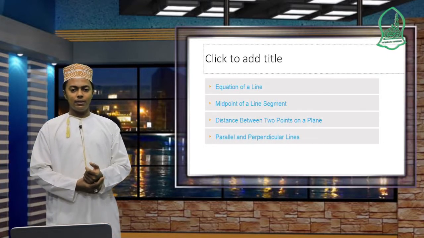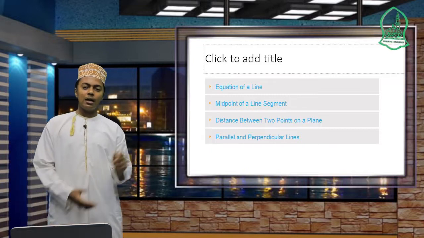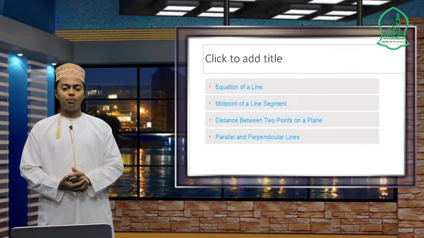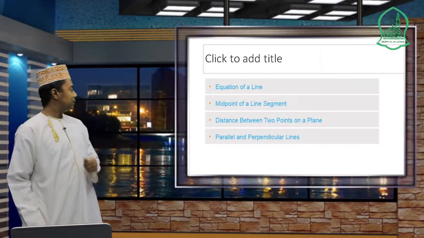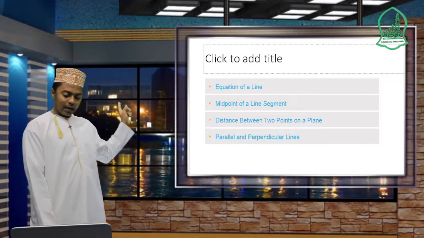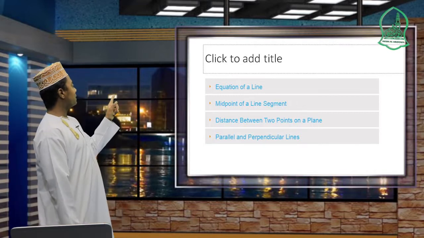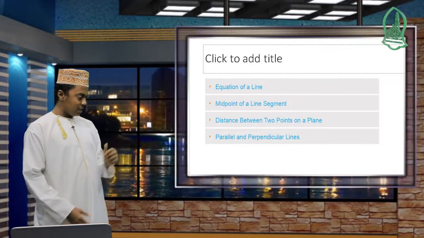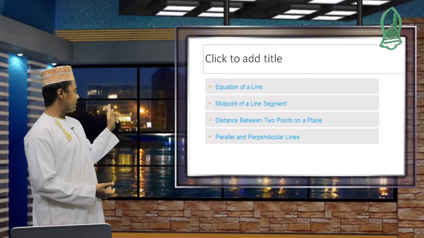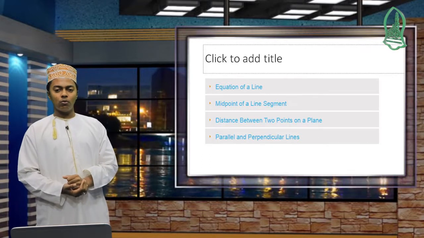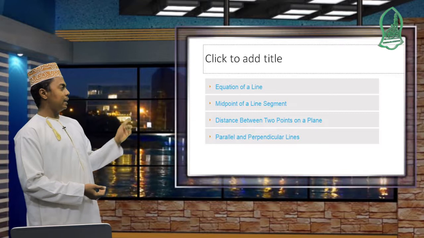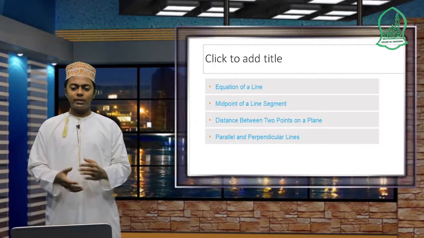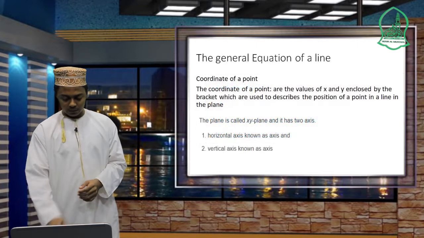subtopics within it. So we're going to learn through this coordinate geometry the equation of a line, the midpoint of a line segment. Also we're going to learn the distance between 2 points on a plane. The fourth subtopic of this coordinate geometry we're going to learn is parallel and perpendicular lines. But for today's lesson, we're going to start with the equation of a line.